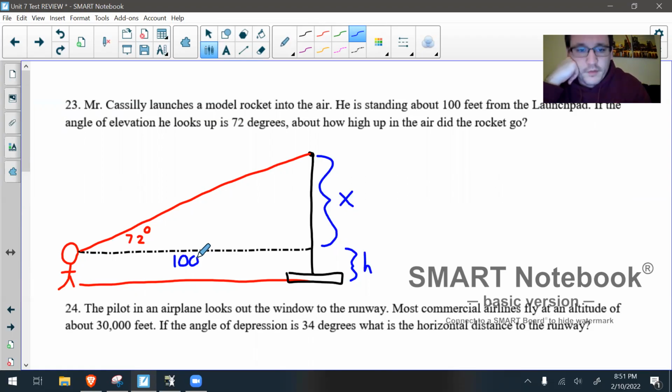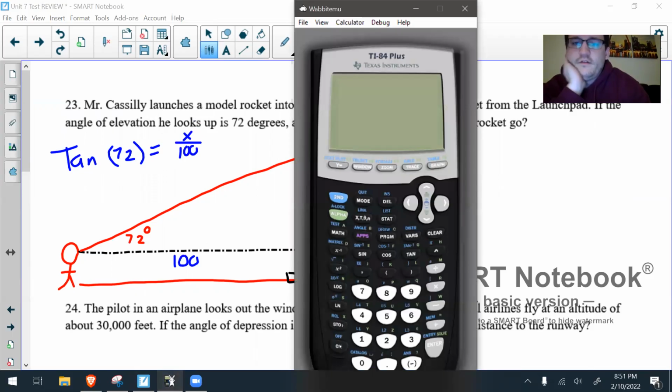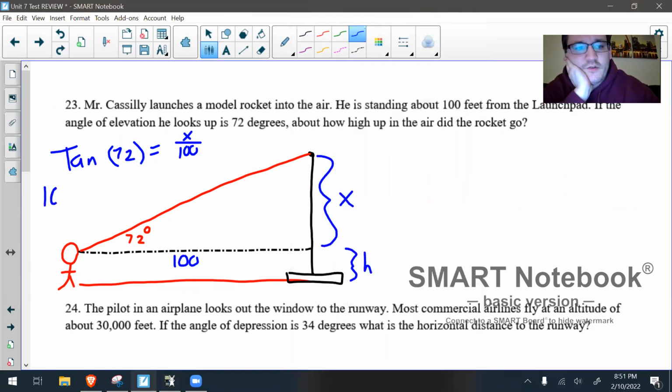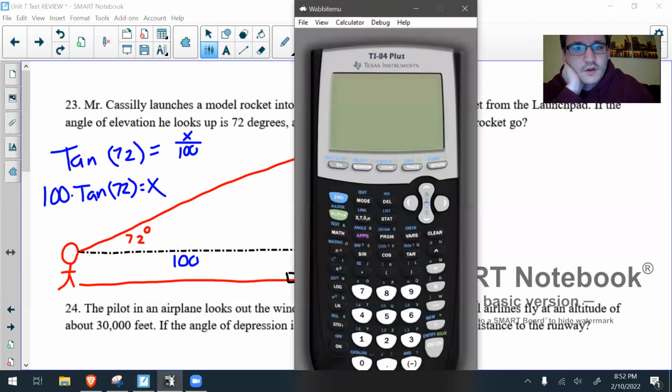We are looking for the opposite. We have the adjacent, so that leaves us with the tangent. So the tangent of 72 equals opposite, which is X, over the adjacent, which is 100. All right, so we need to solve. 100 times the tangent of 72 equals X. And that's what we need to type into our calculator.